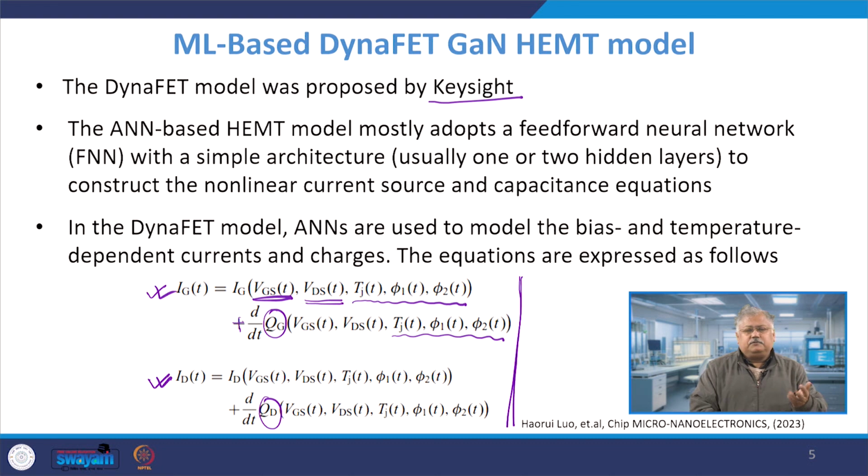In our subsequent lectures, we will further look into vertical HEMT and other forms of HEMT as far as this course is concerned. Thank you for your patient hearing.